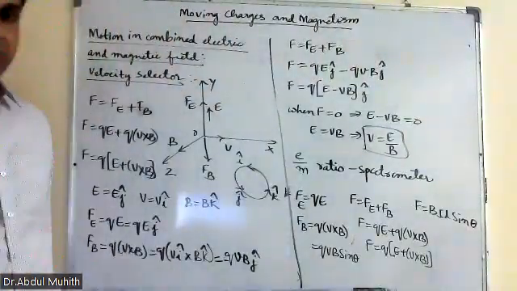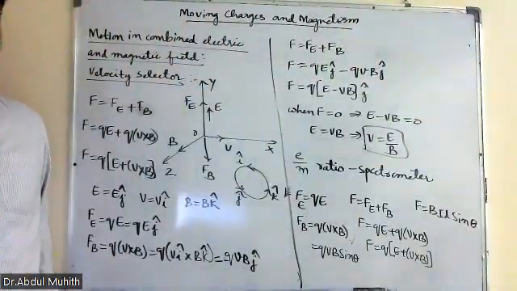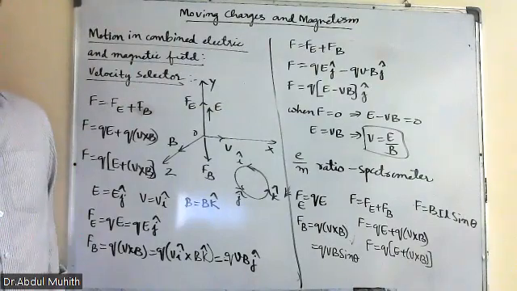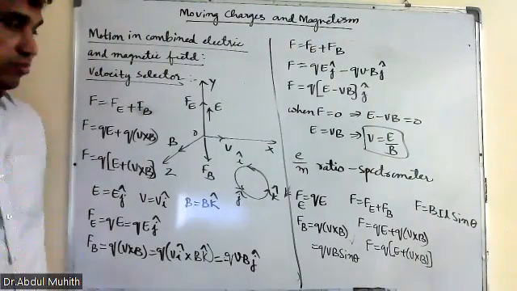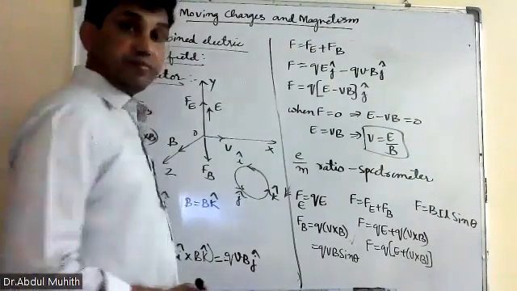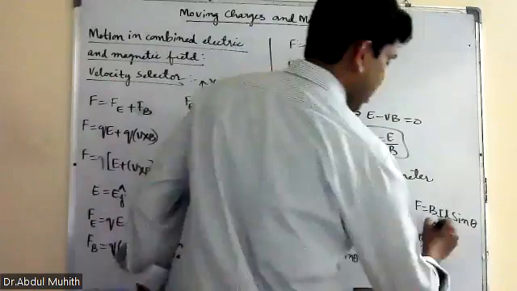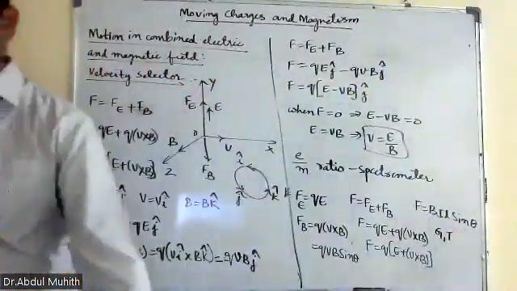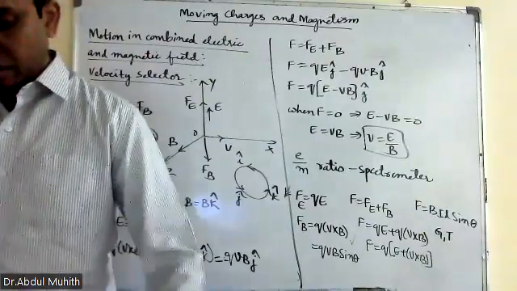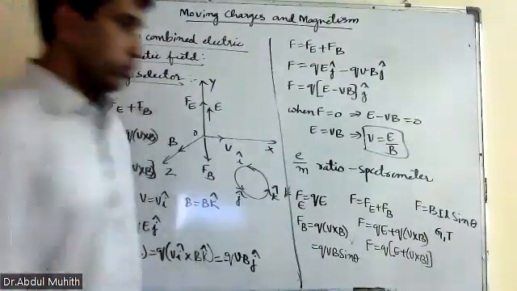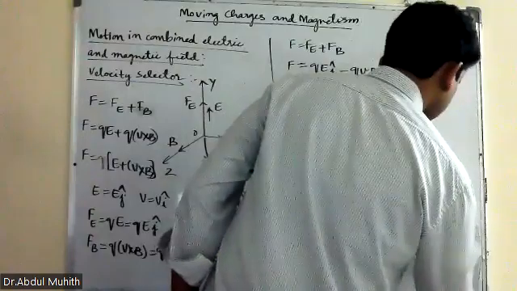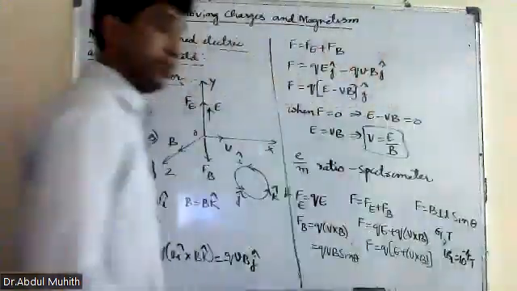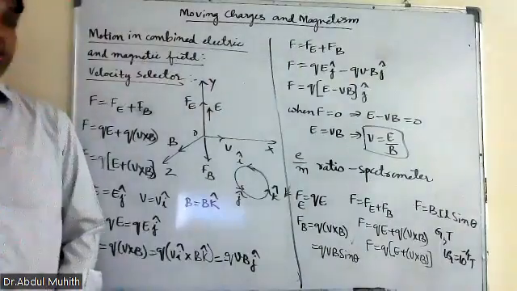See, magnetic field is measured in what? Anyone? Magnetic field is measured in Gauss or Tesla. So 1 Gauss is equal to 10 to the power of minus 4 Tesla. This is the value. So magnetic field is measured in Gauss or Tesla.